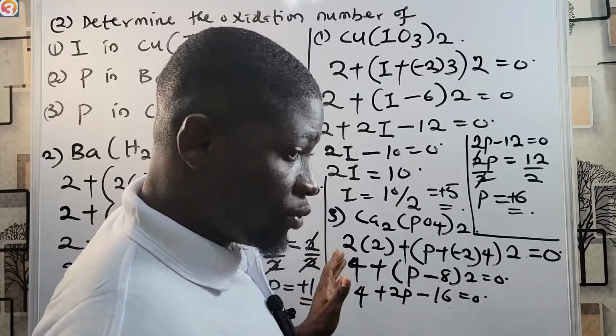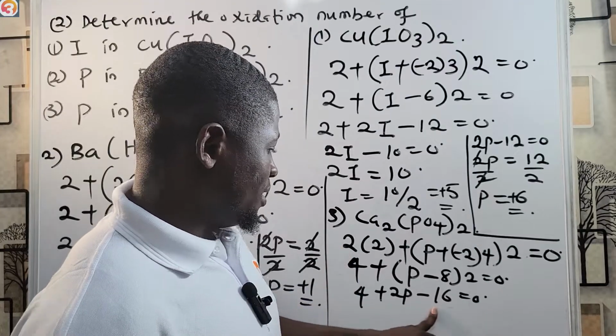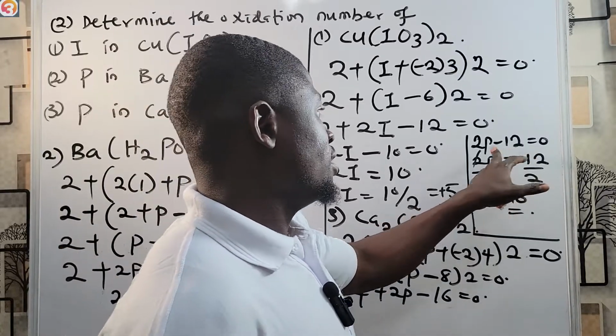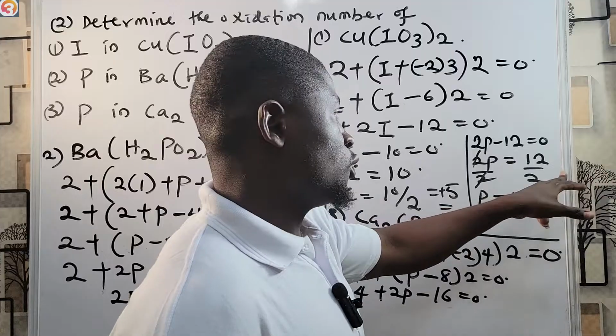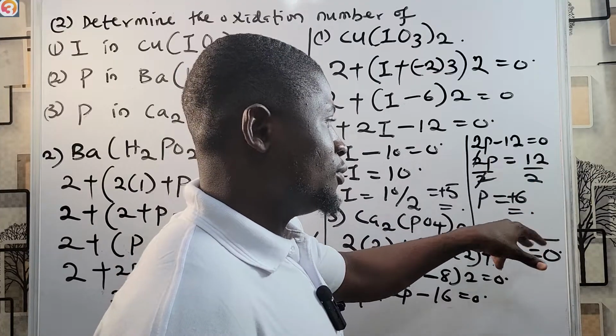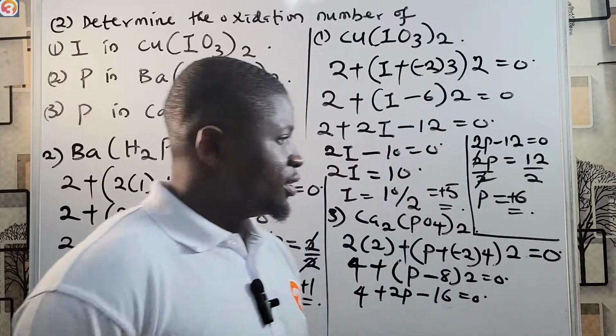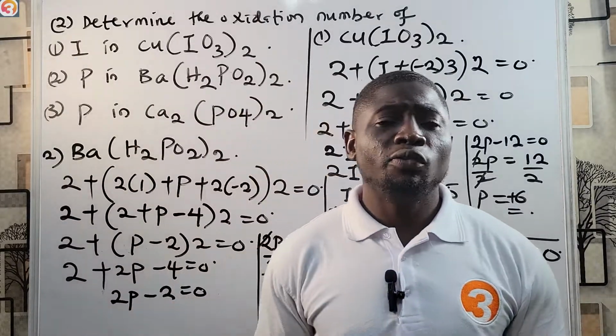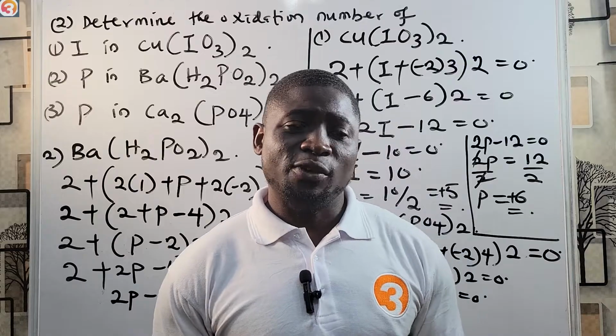All right. So we are very correct so far. Now 4 minus 16 is minus 12. So minus 12 you cross it onto plus 12. Divide both sides by 2. You have P is equal to 6. So our answer is correct there. All right. So please, this is how we look for the oxidation number of elements in compounds.